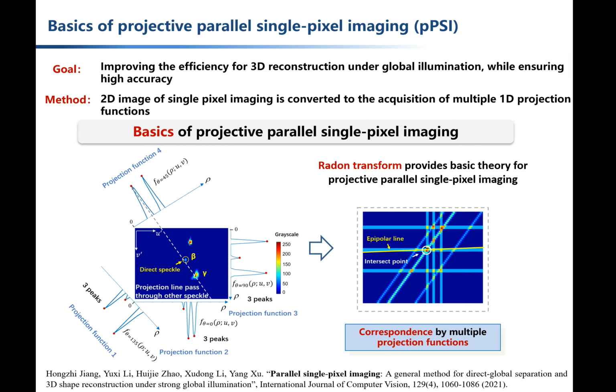In our previous method, we introduced parallel single-pixel imaging to capture light transport coefficients efficiently. However, capturing the 2D light transport image can be time-consuming. In this paper, we further accelerate the capturing efficiency by reducing the 2D light transport image to multiple 1D projection functions. We call this method projective parallel single-pixel imaging, which will be referred to as PPSI.